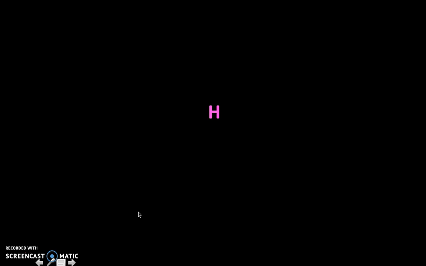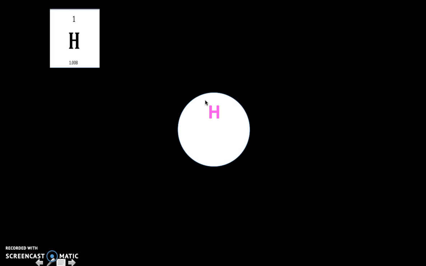The next example we're going to do is hydrogen. And we start off by drawing the nucleus and looking at the periodic table. The periodic table tells us that its atomic number is 1, meaning that it has 1 proton. It also tells us that its atomic mass is 1. I know it says 1.008, but that's still very, very close to 1. So we're going to consider it as just 1. Its atomic mass is 1, and it also has 1 proton. So that means that it has 0 neutrons.